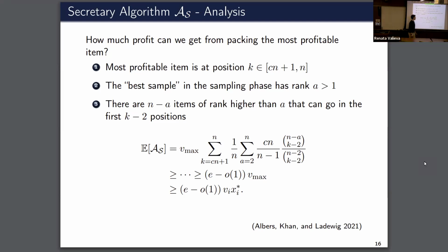Since we consider the most profitable item, there is no item that is better than that. Therefore, this is at least bi xi star, where that is the value of any item in the solution. Xi star is the optimal offline solution. Good. This is all the secretary algorithm. Any question? Is it clear?